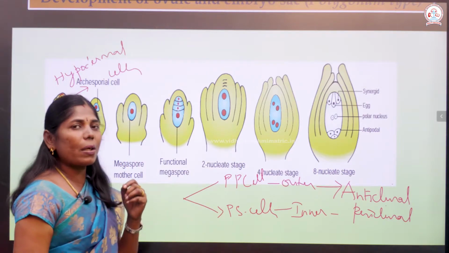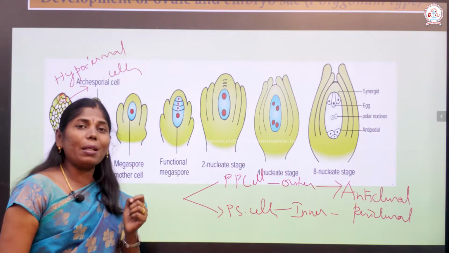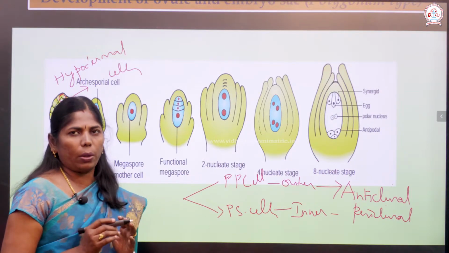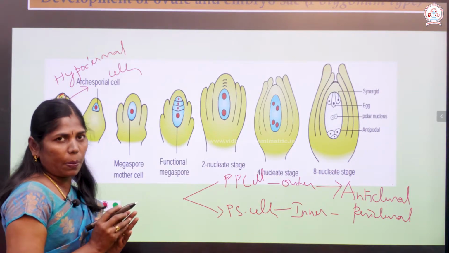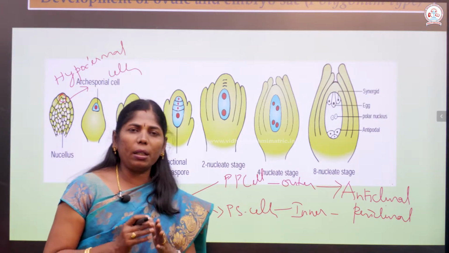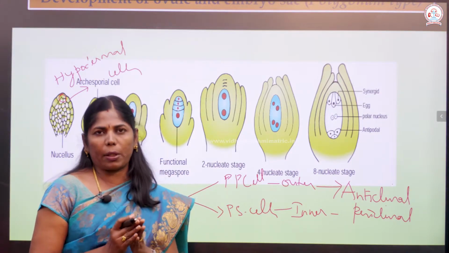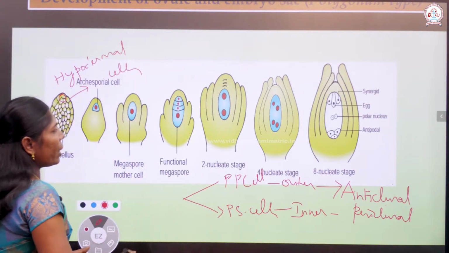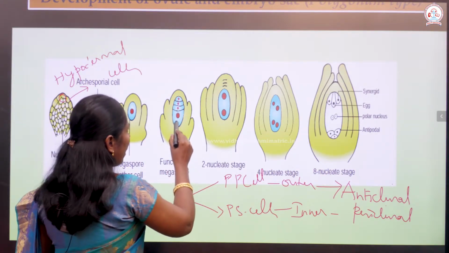Then the megaspore mother cell undergoes meiotic division to form 4 haploid megaspores. In the polygonum type, only 1 megaspore is functional, and the remaining 3 degenerate. So we can see here this is the functional megaspore.